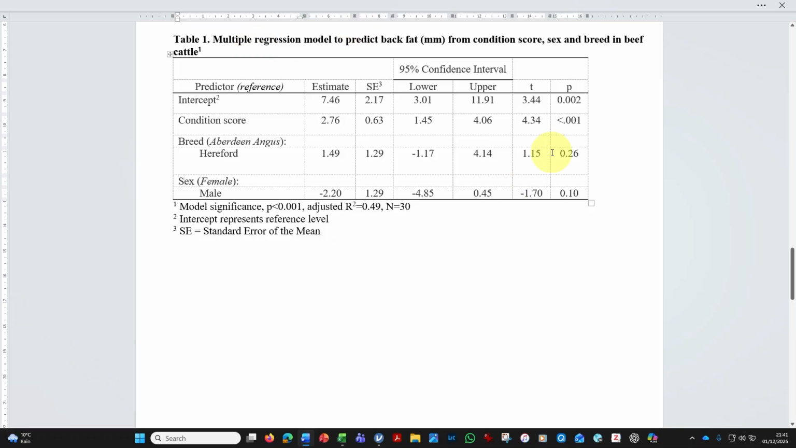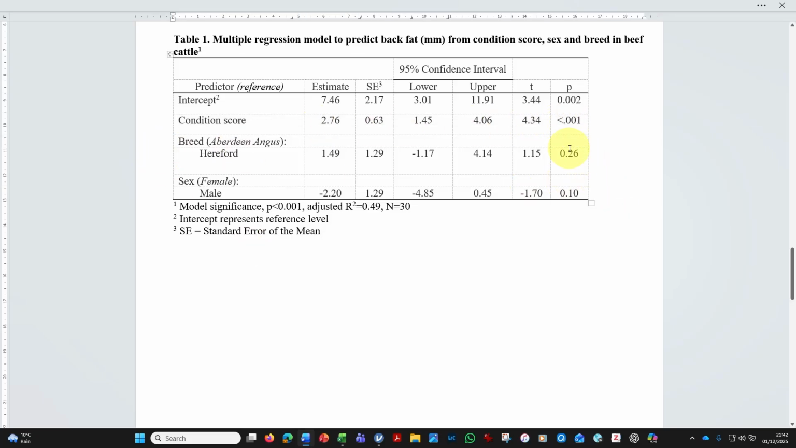We make sure that we have details of the model overall significance from that f-test with our adjusted r-squared, with the number of individuals in our sample. We also make sure that the intercept represents the reference level. We have that nice footnote there. We have a standard error figure here. We have our lower and upper confidence intervals here. And here we have our individual t statistics that tells us that condition score is significant in this model.